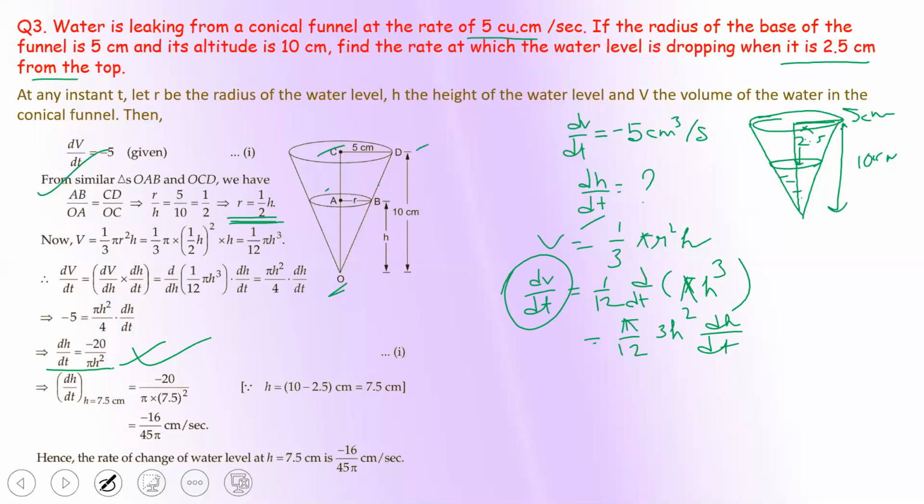Now you need to find this dh dt for h is equal to 10 minus 2.5. Since the water level is 2.5 centimeter from the top, when the height is 10 minus 2.5, that is 7.5, that time you need to find dh dt. So here is your answer. So check the solution.